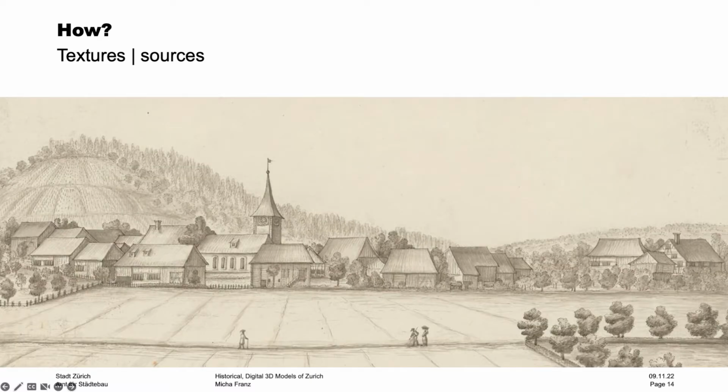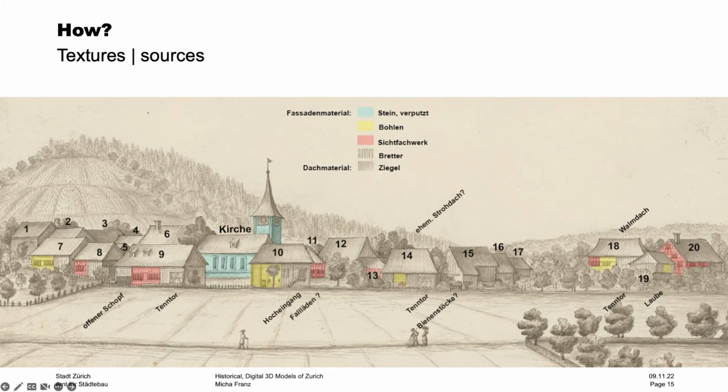Here we can see a view of the historical village of Albisrieden from around 1714 to 1816, and we can see different type of facades. We can see plastering in blue, we have some half timberings in red, wooden structures in yellow, and we have bricks on top of pretty much all of the buildings. And so views like that really gave us an idea of how often the different materials could have occurred.